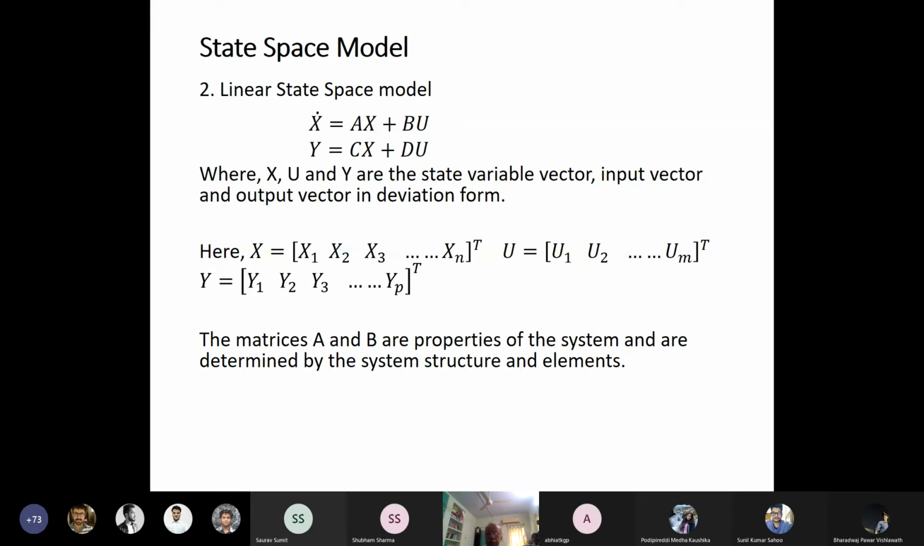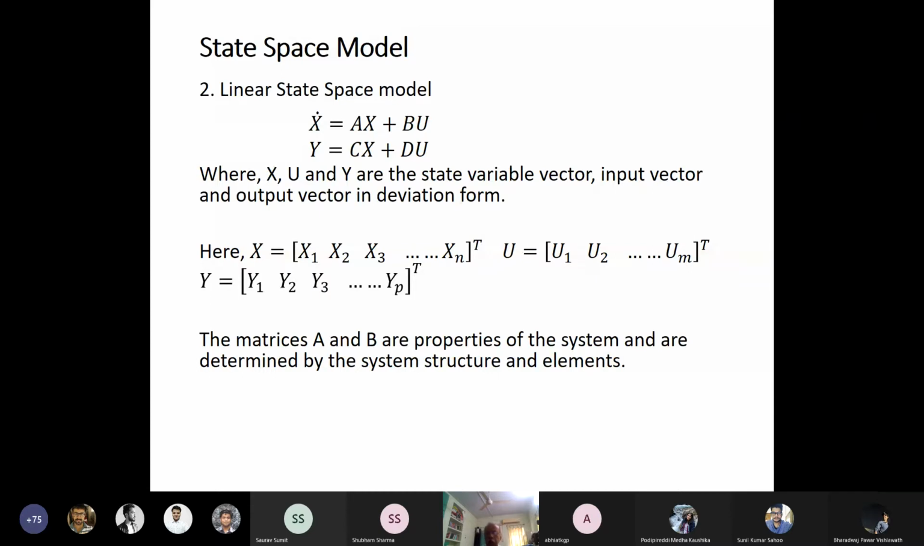A is basically called the state transition matrix. B is called the input matrix or control matrix. C is basically called the output map matrix, and D is called feedthrough matrix or feedthrough vector. So this way, basically A, B, C, and D are defined.